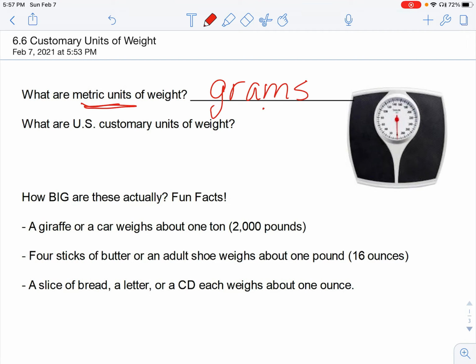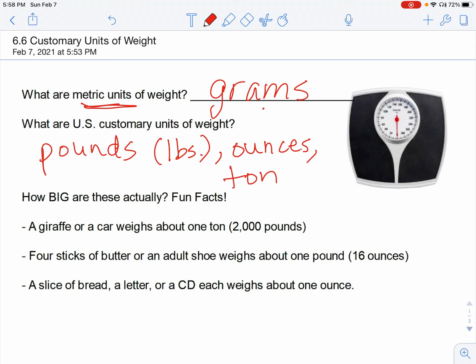Now, when we think about US customary units of weight, you might picture a scale here that you stand on at the doctor's office or maybe at your house, and that's going to measure how many pounds you are, right? Or the abbreviation is LBS. You might also be thinking of ounces. And we might also think of an even larger one, the ton. So those are the measurements we'll focus on today.